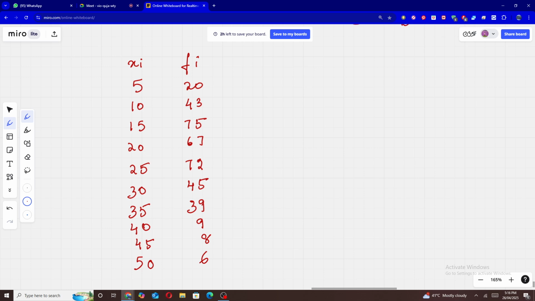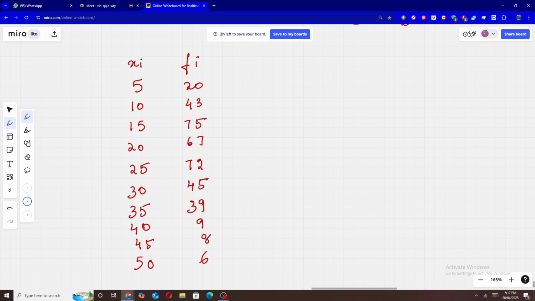Okay, now I need to do di. What is the assumed mean? First you do the shortcut method, right? You reach till di. Then ui is equal to di divided by h. In this the h will be 10 minus 5, which is 5.